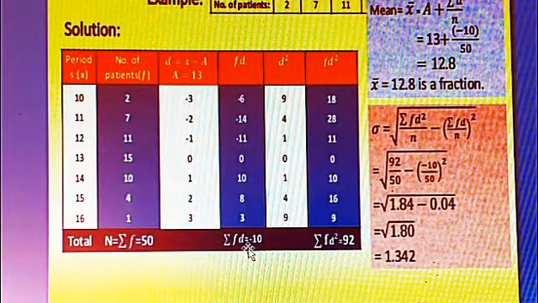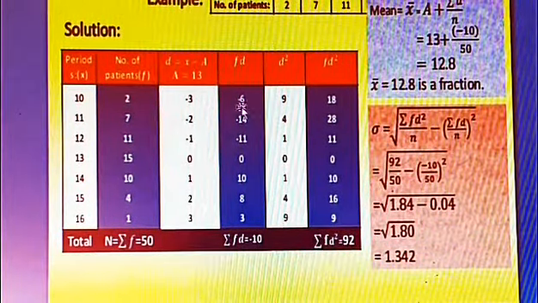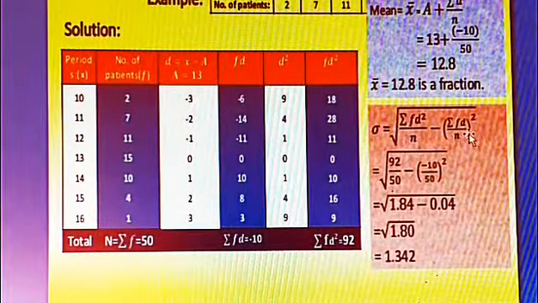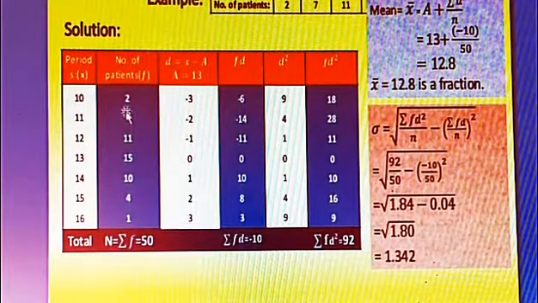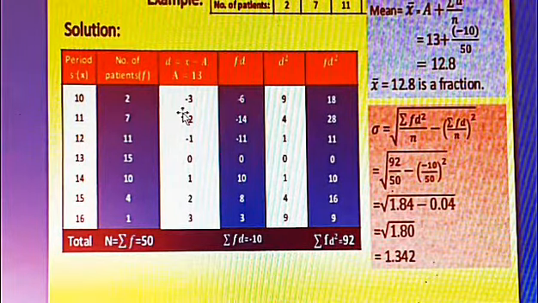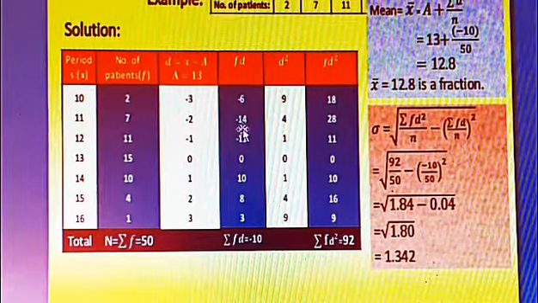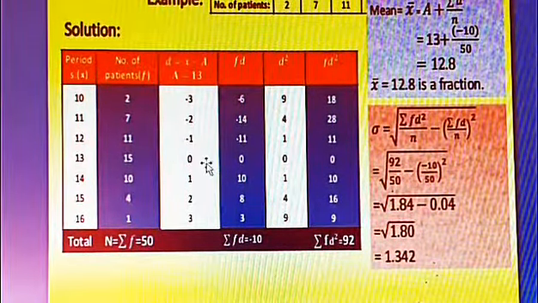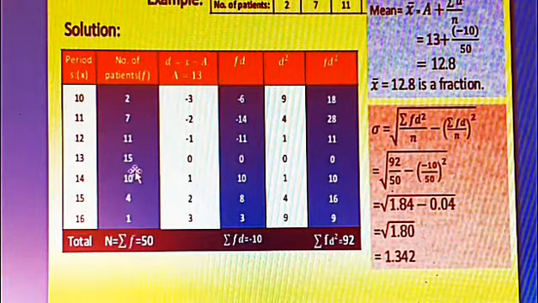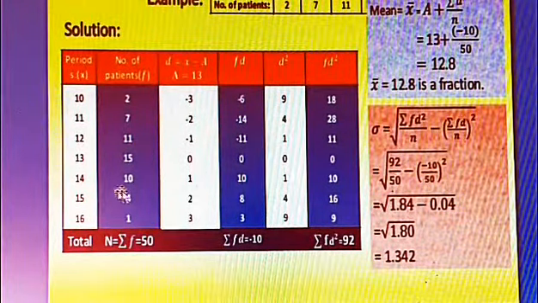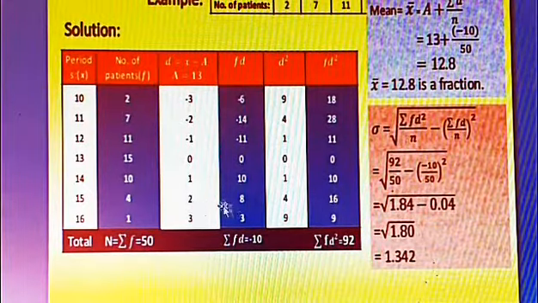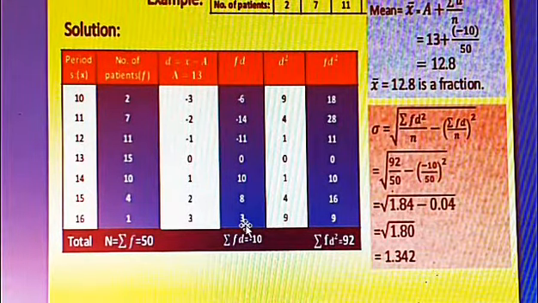Next we have to find F times D, as per the formula. F times D, which you have to multiply the frequency with D. 2 into negative 3, negative 6. 7 into negative 2, negative 14. 11 into negative 1, negative 11. 15 into 0, 0. 10 into 1, 10. 4 into 2, 8. 1 into 3 is 3.